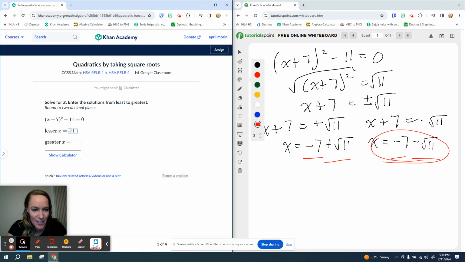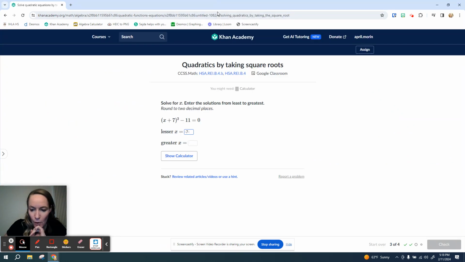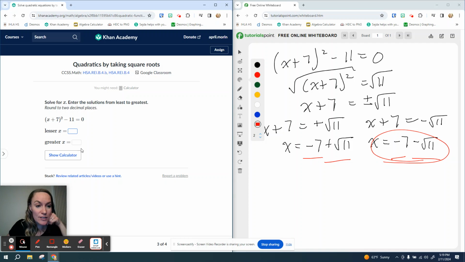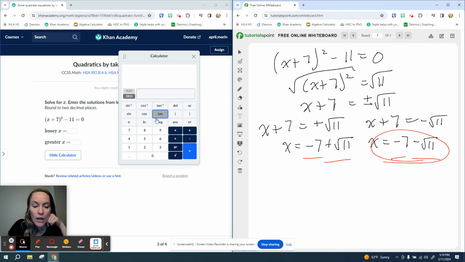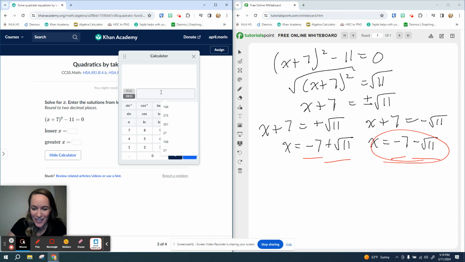So negative 7 minus, now the square root symbol, I forget the keyboard shortcut. Oh, round to 2 decimal places. So it wants us to use the calculator. All right, so let's go through this. Show calculator. So I'm going to turn to black again.